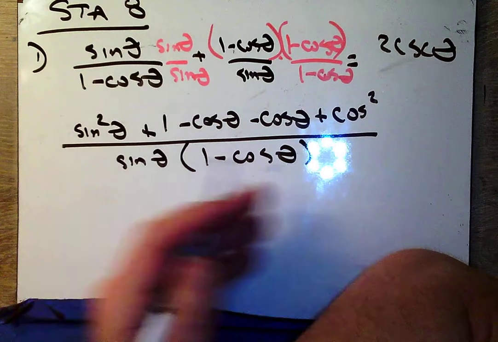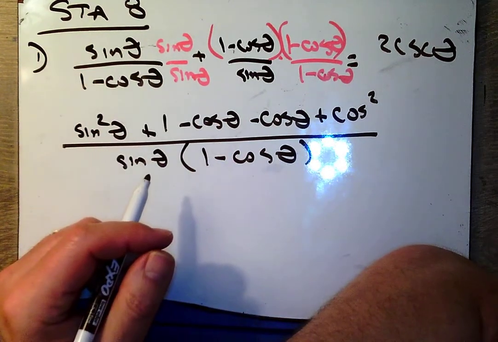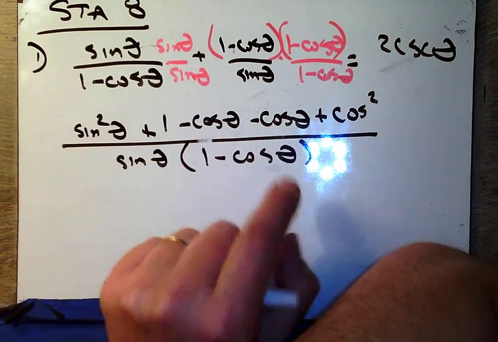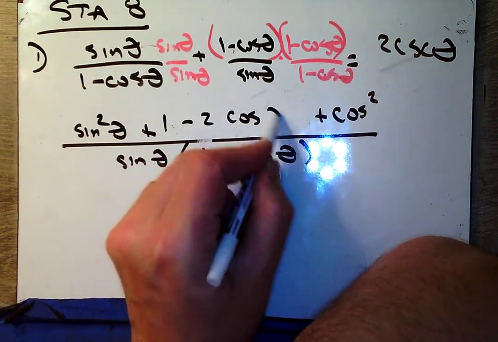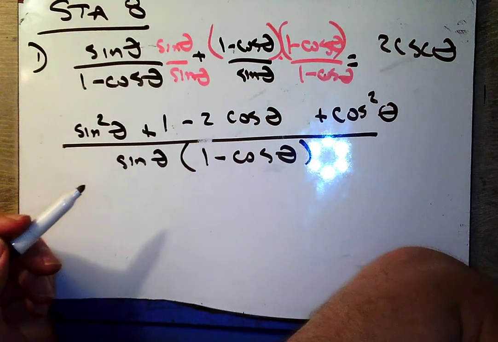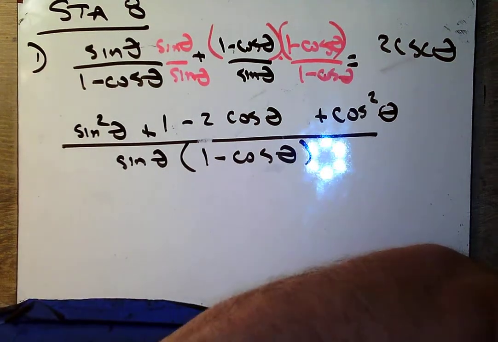All right, so can you make this tidier at all? Well, sure, minus cosine minus cosine is minus 2 cosine. Nice. Do you see it? Do you see it?